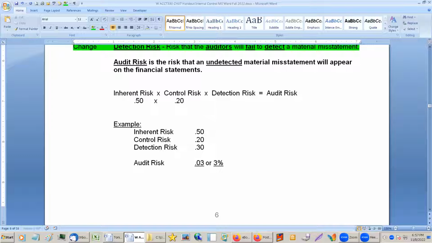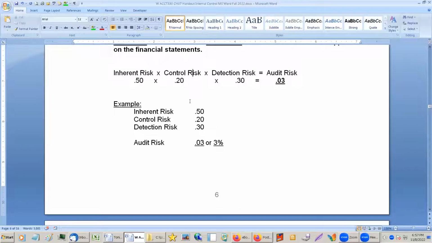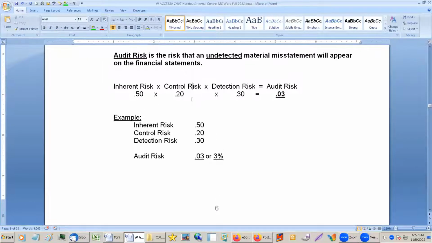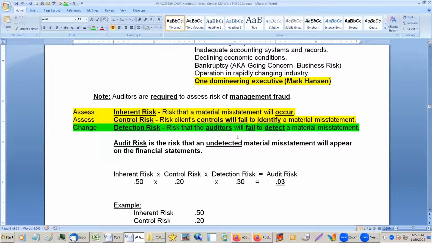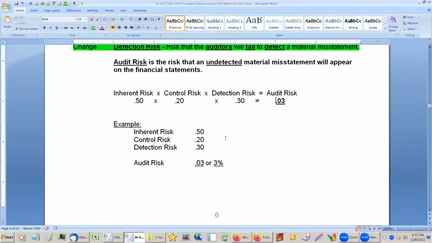Finish this up here. Okay. Now, so again, this is a mathematical formula. And like I say, I'm not sure if any CPA firms actually use that, but it has been on the CPA exam before.